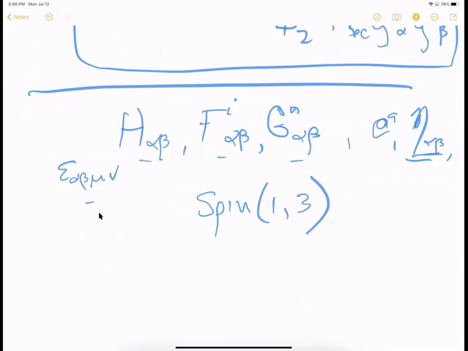That's a way of writing the Lorenz group where we know how to take a covariant derivative of a spinor field. So instead of SO(1,3), we do Spin(1,3), and that's just a representation of the Lorenz group that knows how to differentiate spinors.